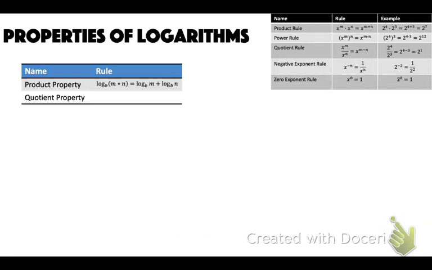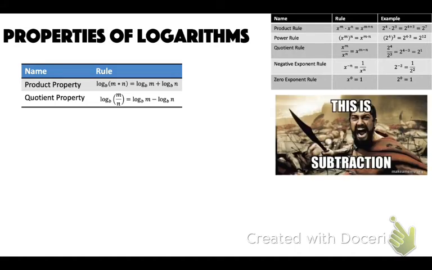What about quotient? So the quotient rule of exponents was we subtracted, right? Well, guess what? Shocking. We're going to do the same thing with logarithms. So if we have log base b of m over n, that's the same thing as log base b of m minus log base b of n.